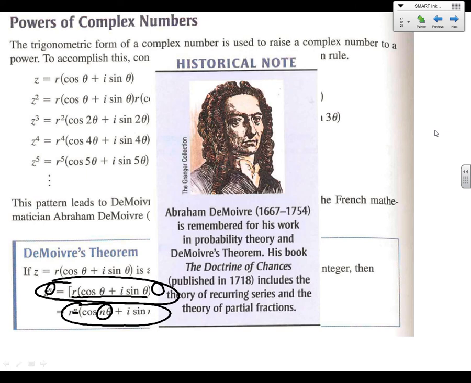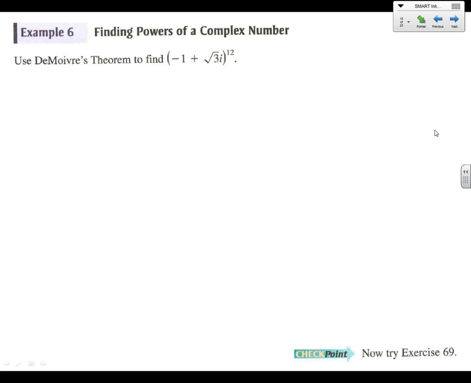And just in your book, there's a nice note on Mr. De Moivre, and that's what this rule is called. It's named after Abraham De Moivre. What a guy. All right, example 6.